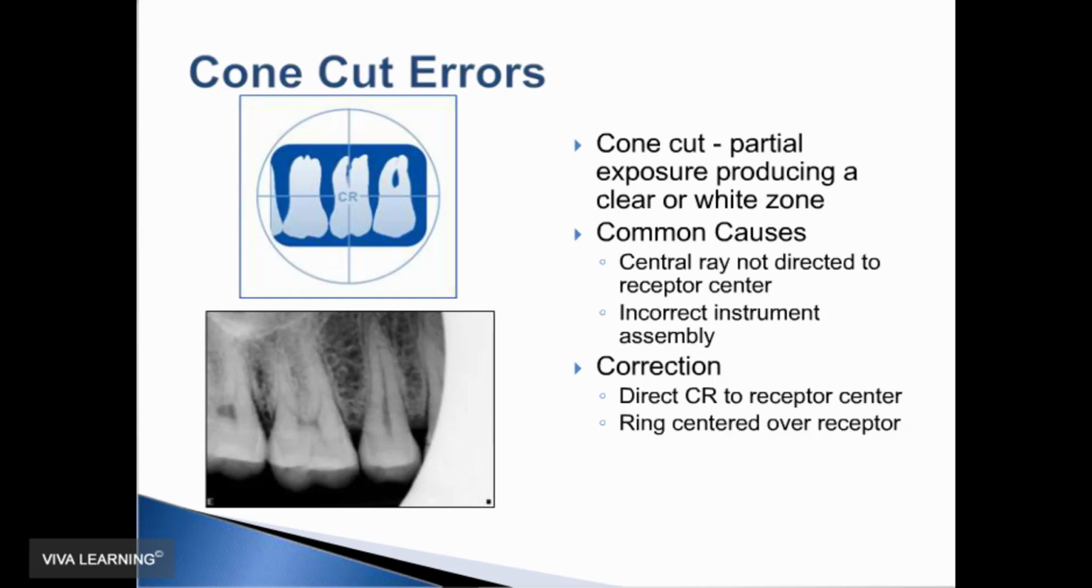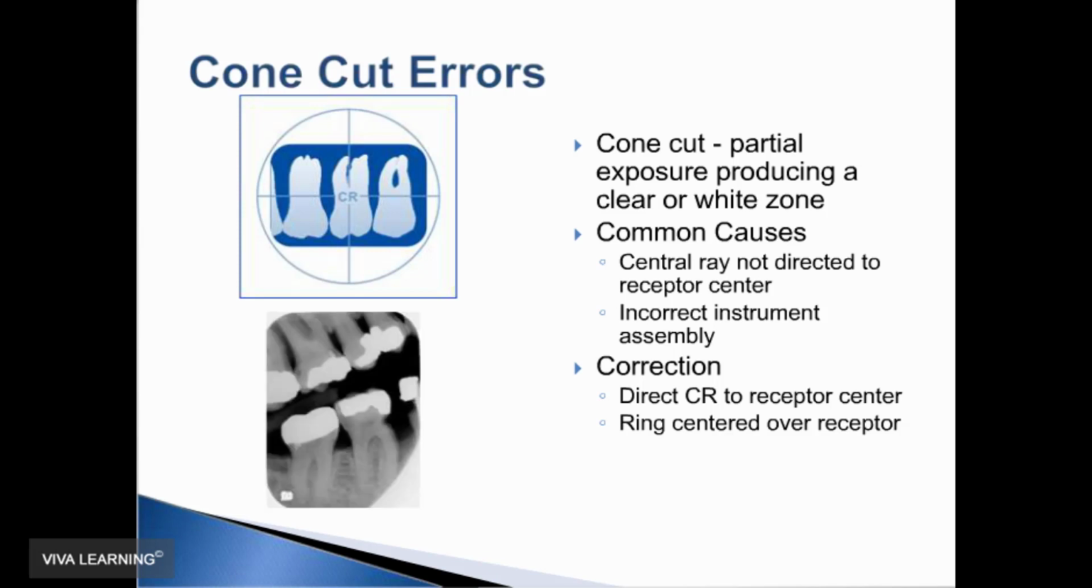There is a tendency for cone cuts to be on the mesial or anterior aspect of the image, and this is because we're so worried about the posterior part that we can't see, we tend to move the beam too posterior. Before you take the image, if you're using a non-instrument technique with a beam guide, just take a look at where the front edge of the receptor, what tooth that matches up with, and then start there with your beam placement. And then make sure the central ray is in the center of the receptor.